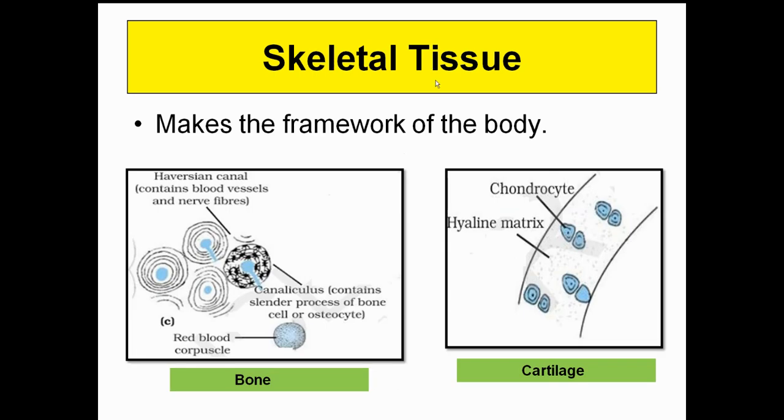Now, skeletal tissue. Skeletal tissue ultimately makes the framework of the body. We have two types of skeletal tissue, that is bone and cartilage. In the bone, you can easily find the cells. Bone cells are referred to as osteocytes, and around the osteocytes we have calcium deposition in the form of rings, referred to as canaliculi. In the center, we have the Haversian canal, which contains blood vessels and nerve cells. When you see the cartilage structure, you will find chondrocytes. Chondrocytes are the cartilage cells, and some matrix is there. It is actually proteinaceous in nature. However, bones are made up of calcium carbonate and phosphorus.